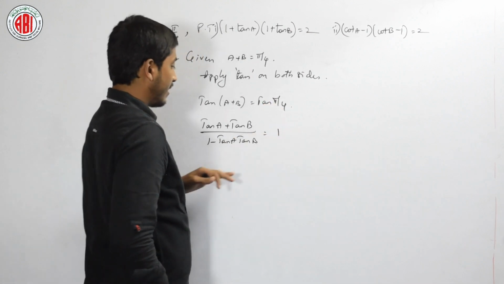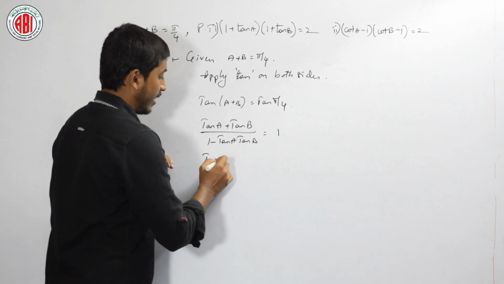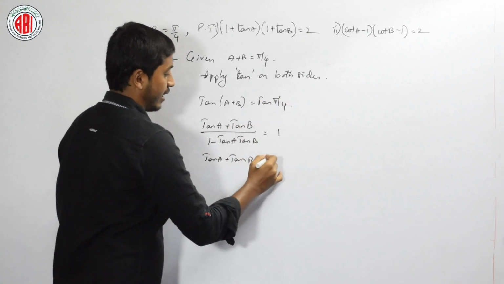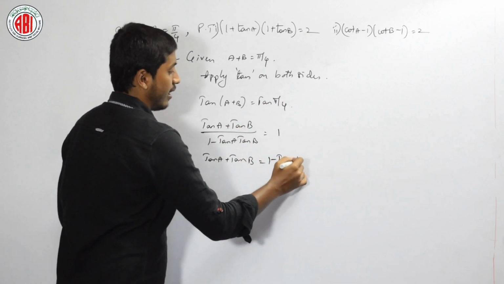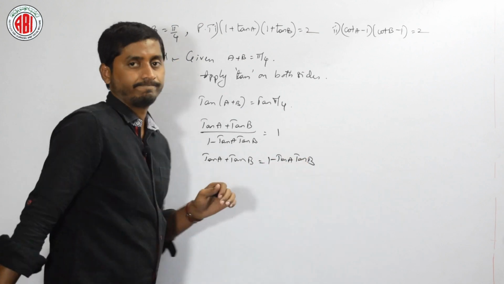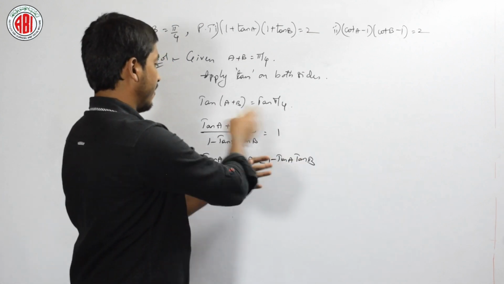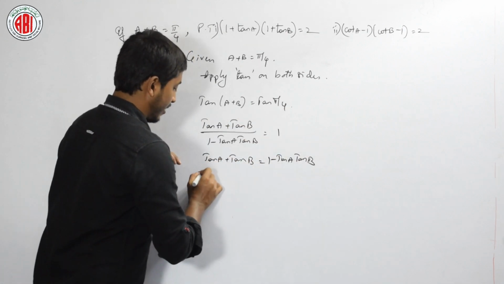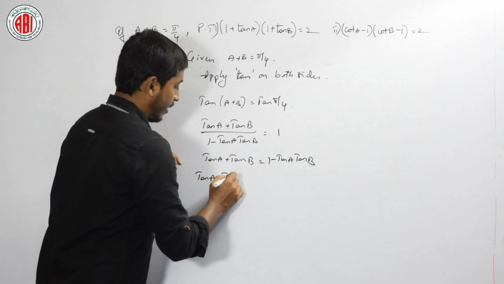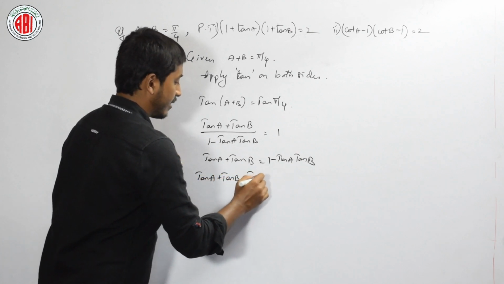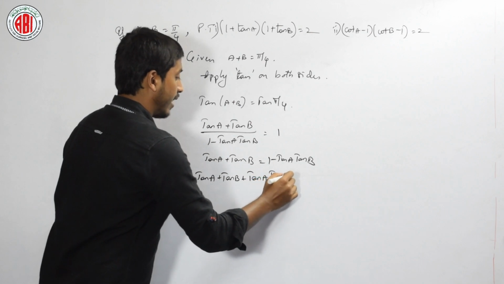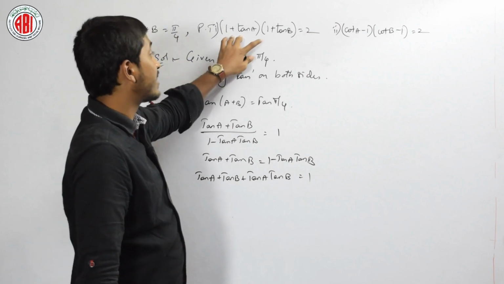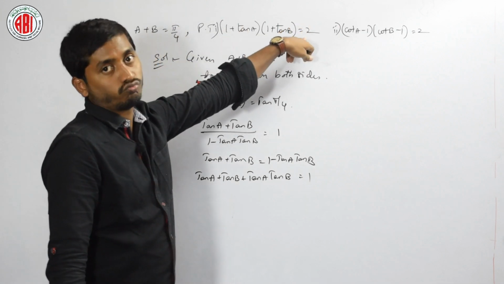Now let us cross multiply this to that side. It will become tan a plus tan b is equal to 1 minus tan a tan b. Then the next step, let us bring everything towards one side. Let us keep that 1 there and bring tan a tan b this side. It will become tan a plus tan b plus tan a tan b is equal to 1. What is the question given here? (1 plus tan a) into (1 plus tan b) is equal to 2.